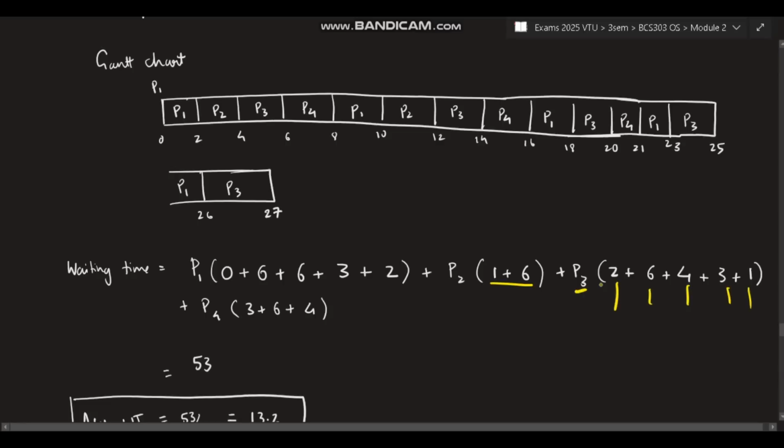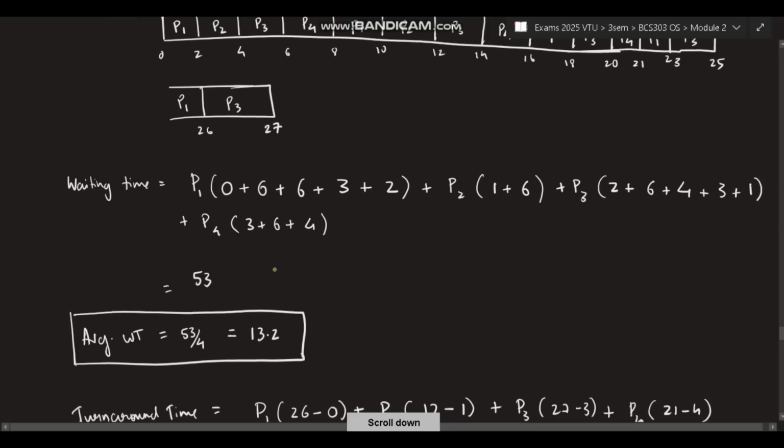Same way you have to do P3, just as I showed for P1, and P4 also you'll do in the same way. When you do that, you'll get an answer of 53 here. We'll divide by 4, you'll get 13.2. This is how you calculate the waiting time for round robin.